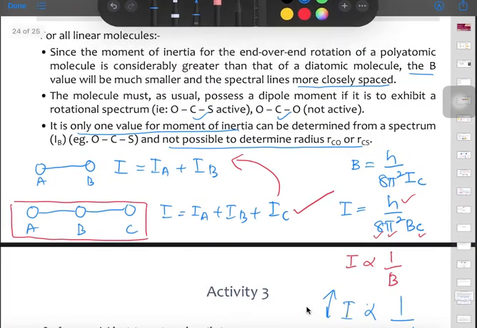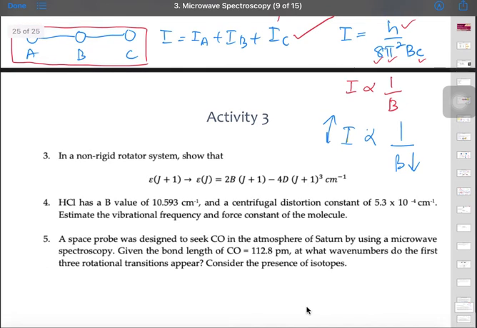Please try these 3 questions to end this microwave topic so that we can discuss in the live session.